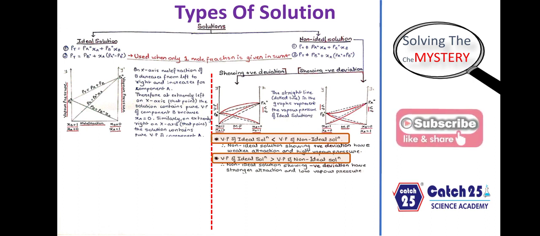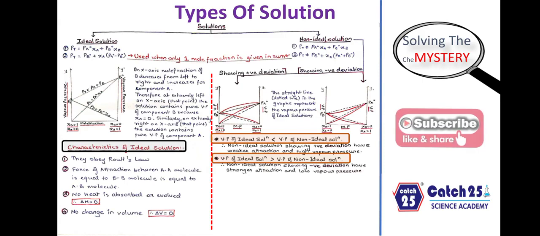Now we talk about some characteristics of ideal solutions. Ideal solutions obey Raoult's law. The force of attraction between AA molecules is equal to BB molecules is equal to AB molecules. There is no heat exchange, so the value of delta H is 0, and there is no change in volume, therefore the value of delta V is also equal to 0.